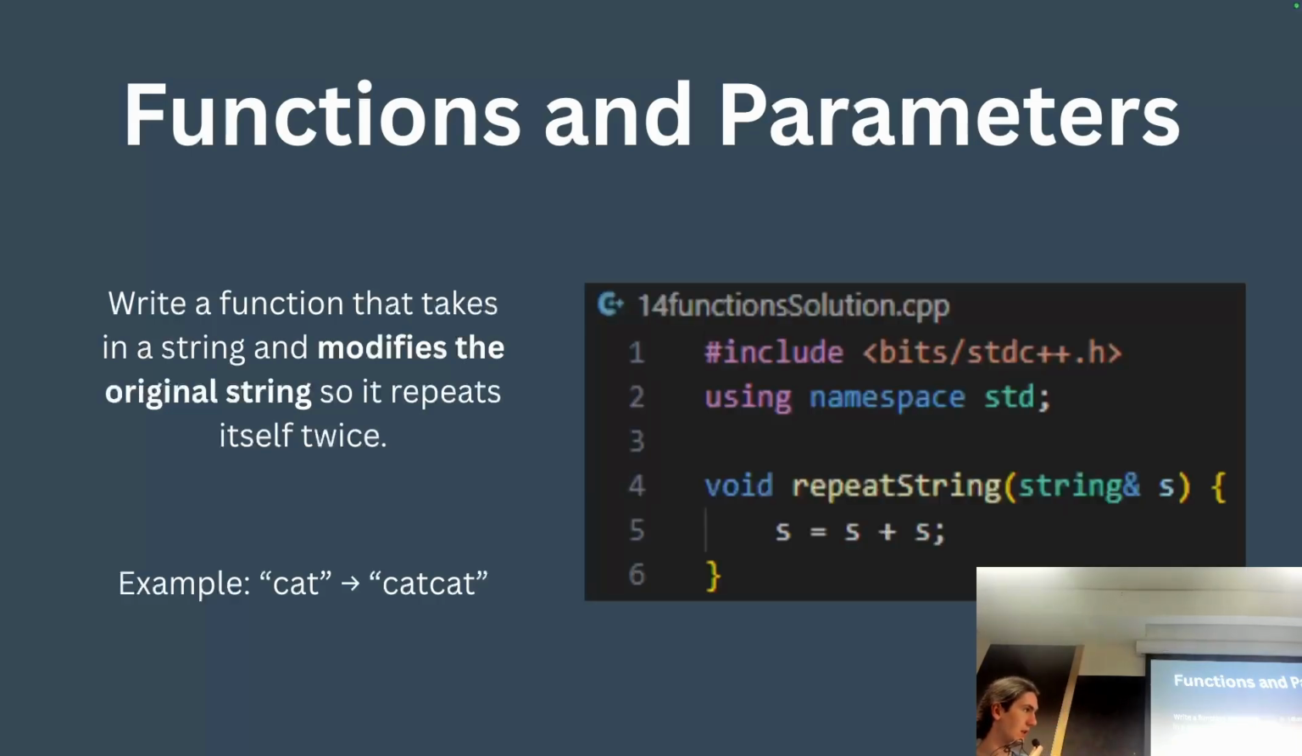So here is my solution, this is my function. Basically, void means it's not returning anything. The function signature is taking in a string reference, so that means it's referring to that original string, and we'll modify the original string rather than returning a new one. And then s equals s plus s. Because this has this ampersand, it's going to modify that original string that you pass in rather than creating a new one. Any questions about that?